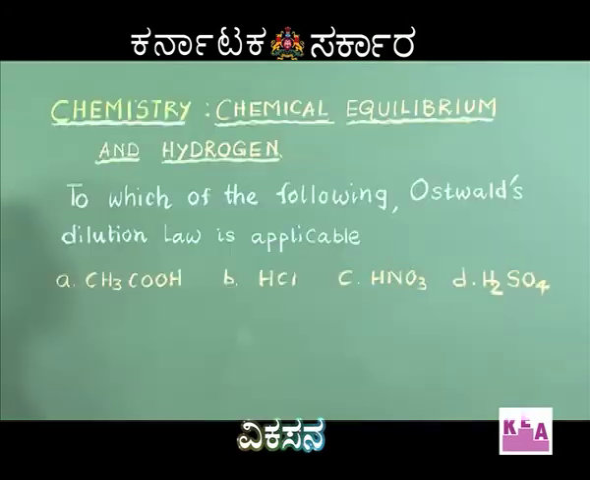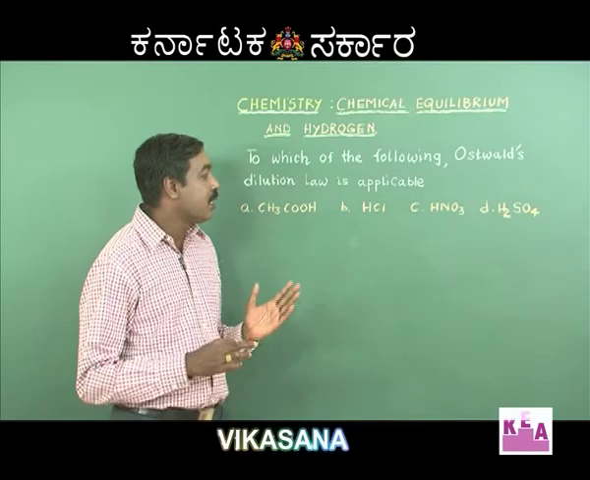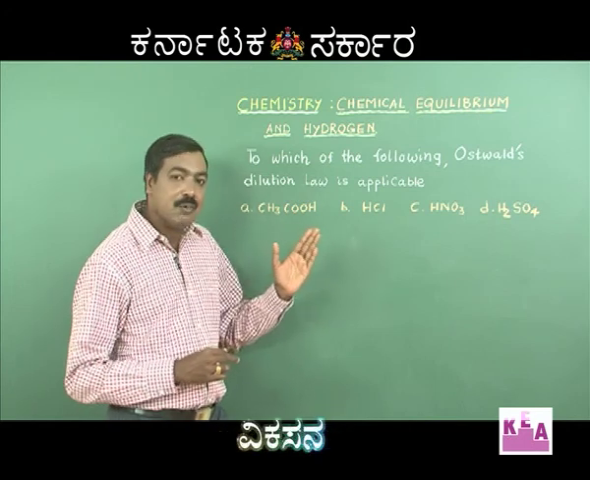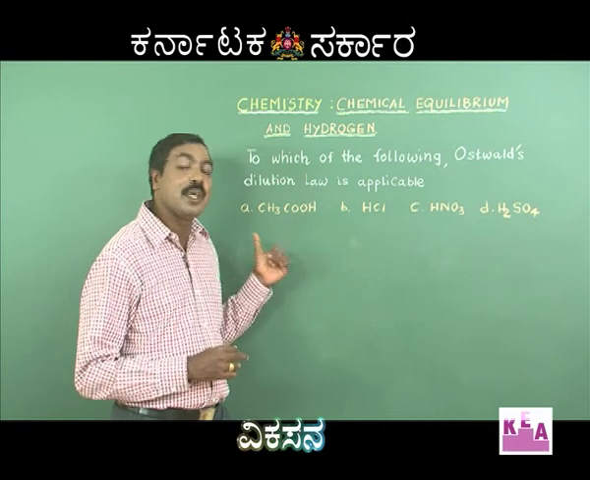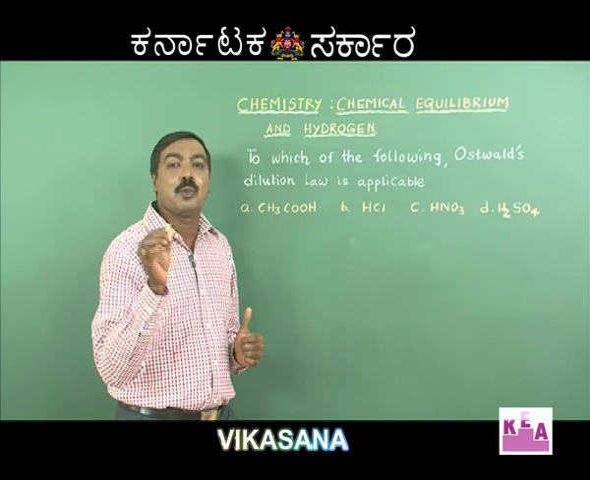To which of the following is Ostwald's dilution law applicable? Option A, acetic acid, it is a carboxylic acid. Option B, HCl. Option C, nitric acid. Option D, sulfuric acid. Here, HCl, nitric acid and sulfuric acid are strong acids. Acetic acid is a weak acid. By default, all carboxylic acids are weak acids.